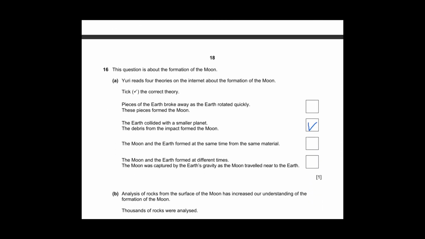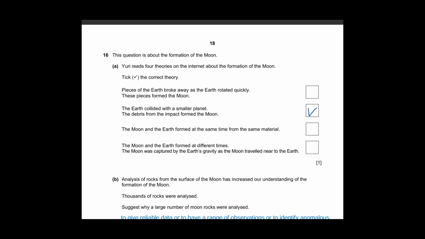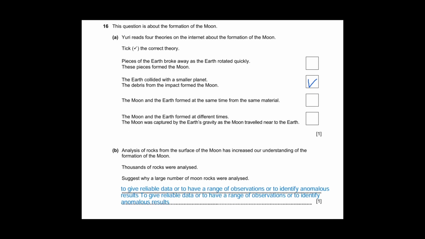So question number 16 is about the formation of the moon. Well, if you are very used to how the moon is formed, you know that it happens as a result of collision of the Earth with some smaller planets. So that is the only true and correct answer here.